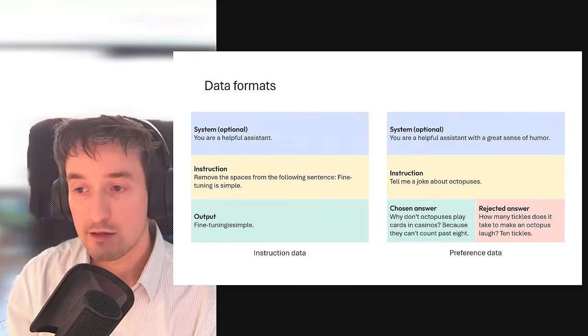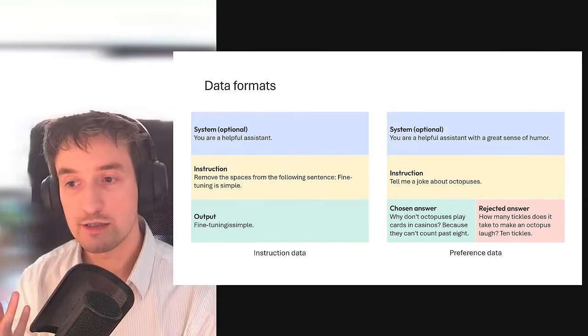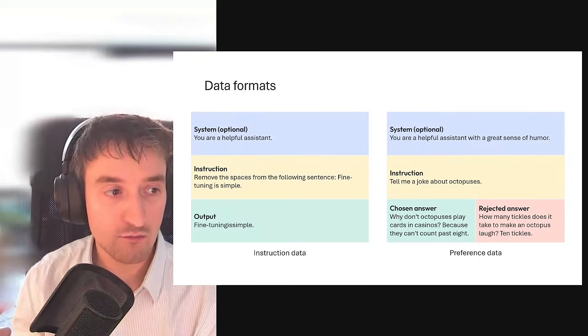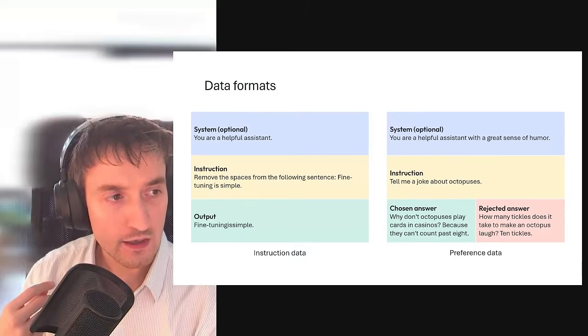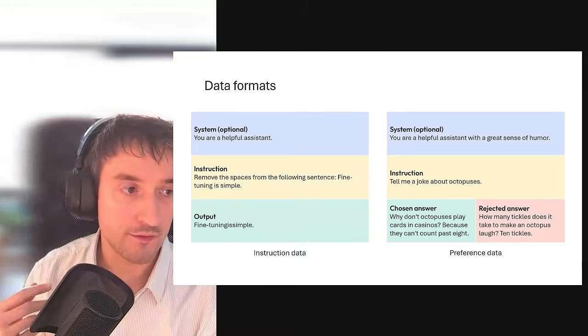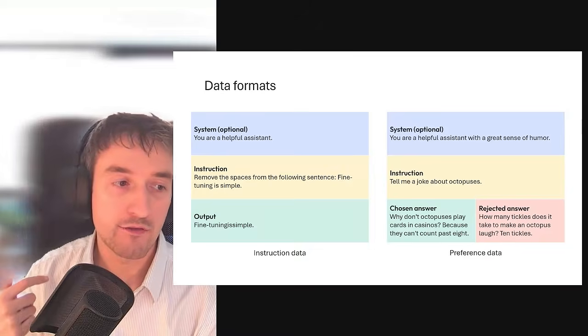Then after that, there are data formats. So we talked about instruction datasets and also preference datasets. So this is how they're structured in practice. You have a system prompt, an instruction prompt, and an output. So the system is something to steer the model. We all know that. The instruction is the user query in this case. And finally, there's the output.